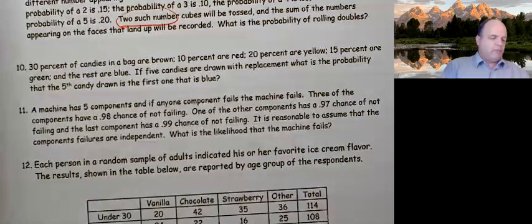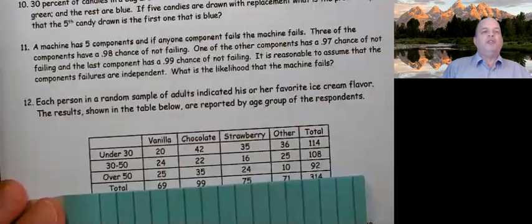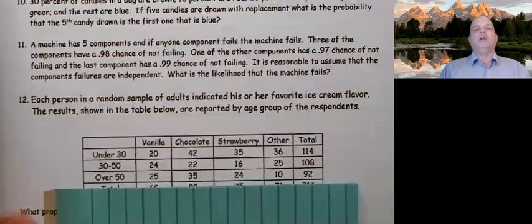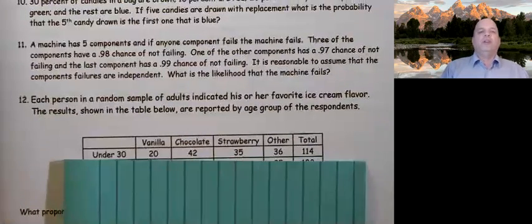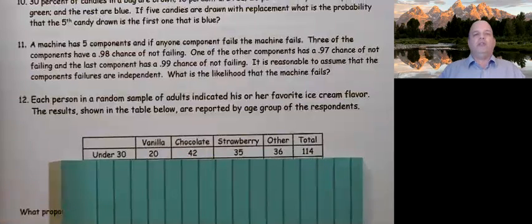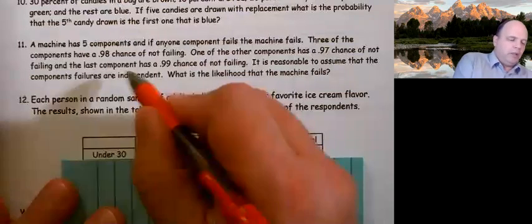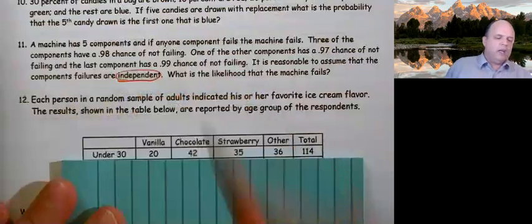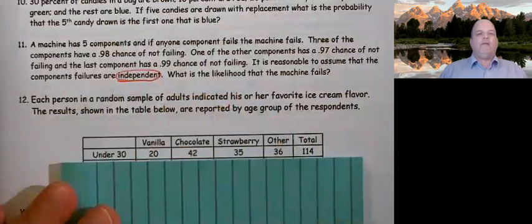Number 11. A machine has 5 components, and if any one component fails, the machine fails. 3 of the components have a 98% chance of not failing. 1 of the components has a 97% chance of not failing. And the last component has a 99% chance of not failing. It is reasonable to assume that the components are independent. That's important. That means we can multiply. What's the likelihood that the machine fails?